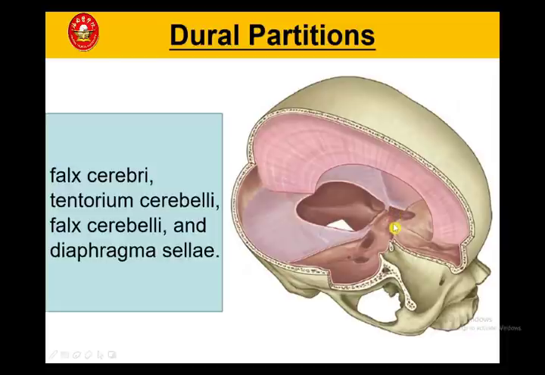There is an opening in the center of the diaphragma sellae through which passes the infundibulum, that is the stalk, the attachment of the pituitary gland, or hypophyseal gland, with the brain. So that is passing through here from the diaphragma sellae.